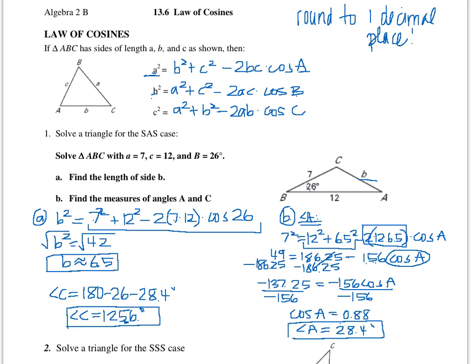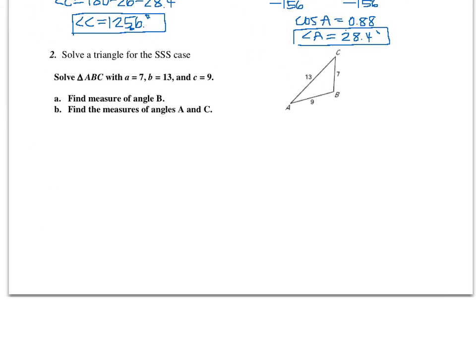Now, law of cosines is a lengthier process, but sometimes it has to be done because we don't have the corresponding angle inside. So we're going to try another one. Let's slide to the bottom. All right, in question number 2, we give you 3 sides. Again, you can't use law of sines because you don't have a side and its corresponding angle.